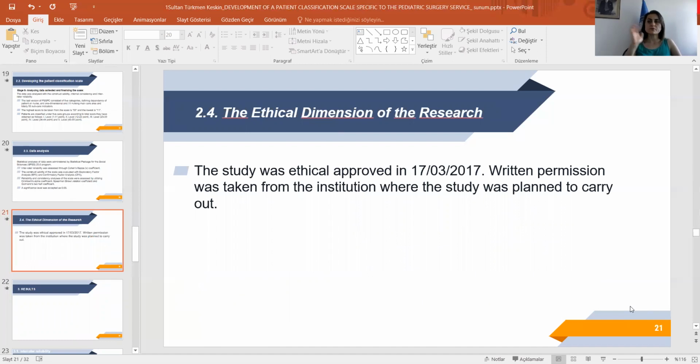This study received ethical approval on 17 March 2017.